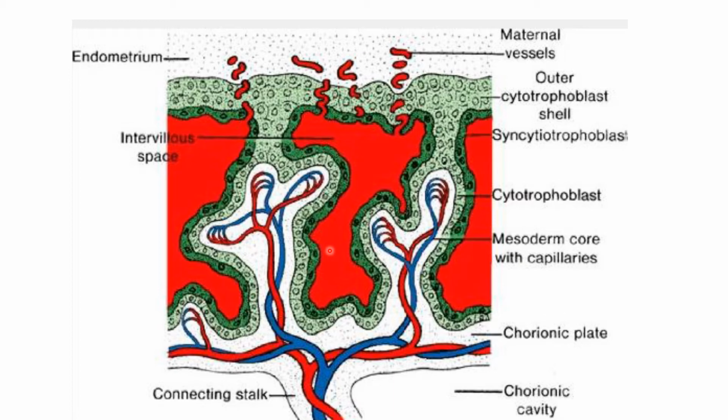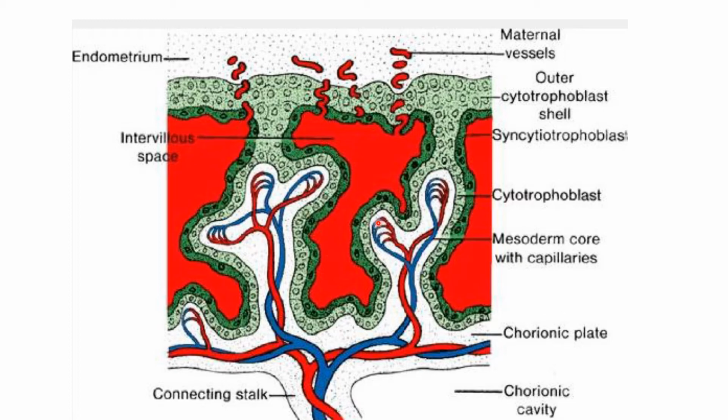Primary villi have the innermost cytotrophoblast surrounding the syncytiotrophoblast, while secondary villi have a central core of extraembryonic mesoderm. And tertiary villi have three layers: an outer trophoblast, a middle layer of extraembryonic mesoderm, and an inner layer with a central core of chorionic vessels. The villi are separated by the irregular space called the intervillous space.